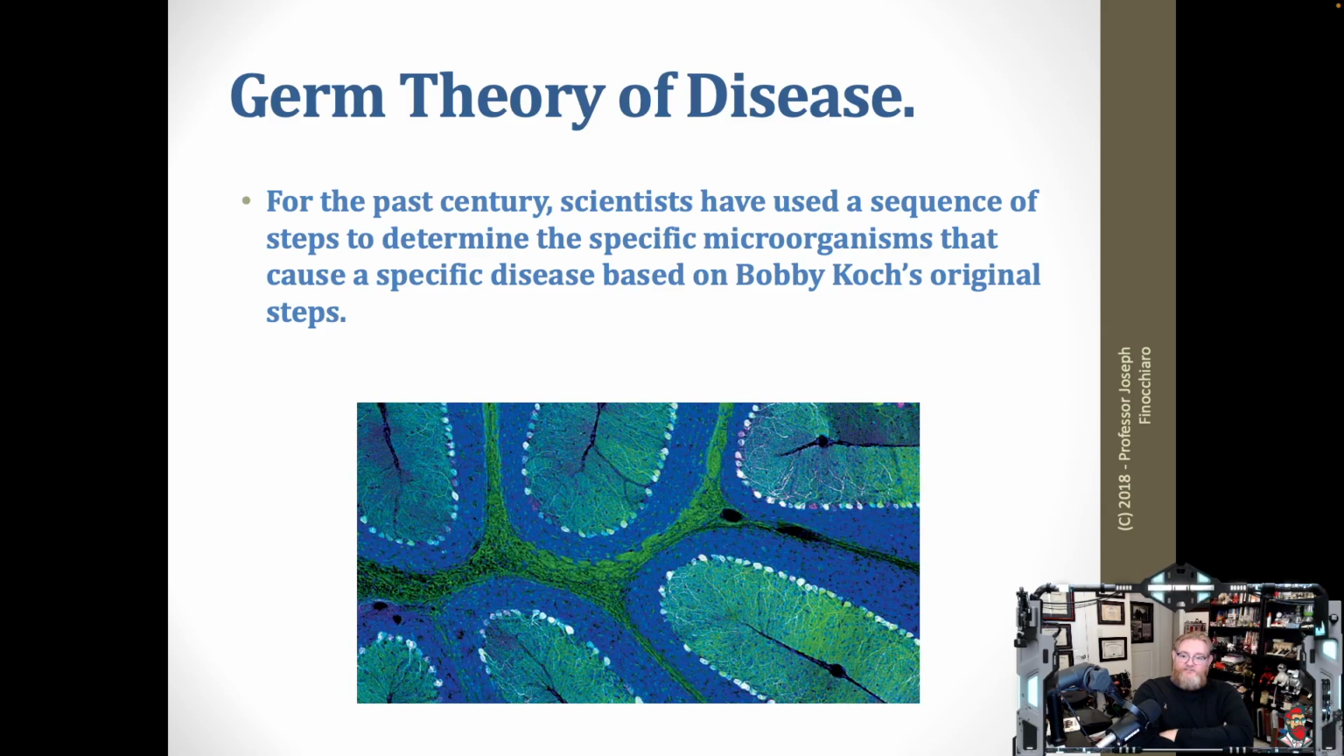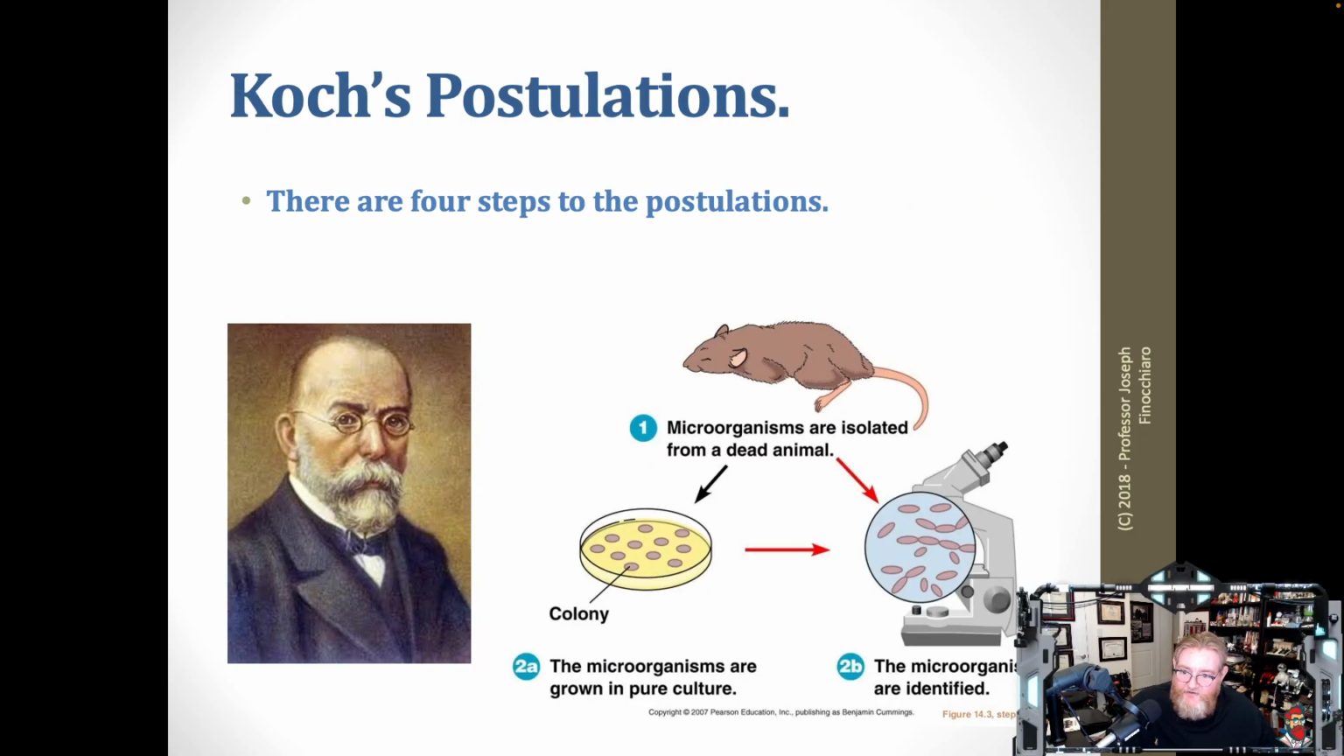For the past century, scientists have used a sequence of steps to determine the specific microorganisms that cause a specific disease based on Robert Koch's original steps. There are 4 steps to Koch's postulates.